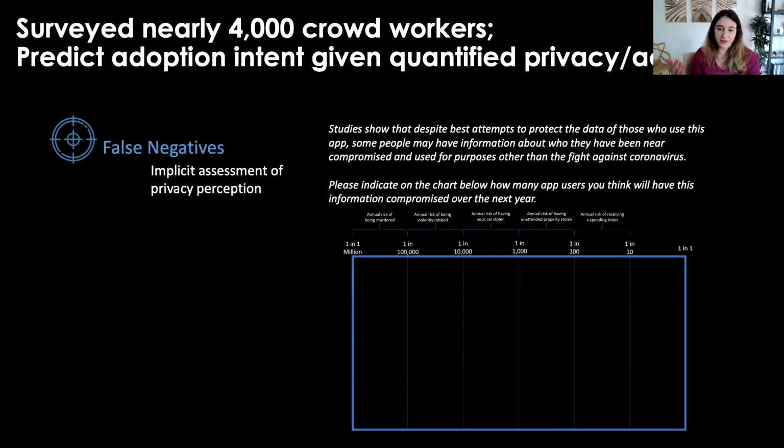So like the risk of receiving a speeding ticket, the risk of having unattended property stolen, et cetera. These risks are all crimes because they're mapped to the same kind of domain space as a privacy leak. If it was a health risk, it would be things like being struck by lightning, which are physical harms. Okay, so people indicated their implicit privacy perception, and I'll talk about in a minute how we validated that they actually held these privacy perceptions.